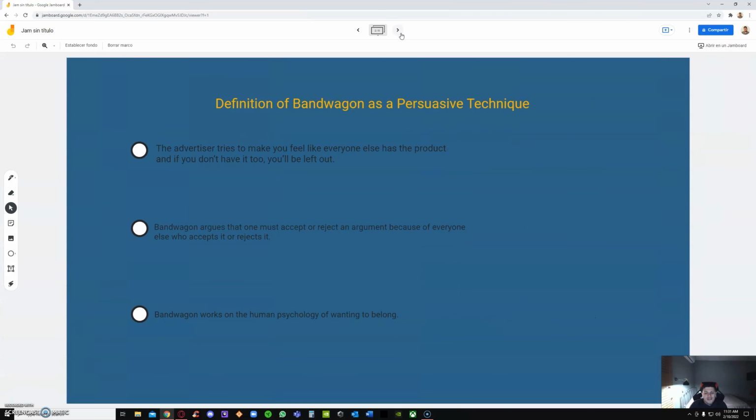The bandwagon technique suggests that just because a large majority of people agree on something, you should agree too. This technique encourages the listener to think that because everyone else does something, you should too, or you will be left out. Everyone wants to be a part of the crowd, and no one wants to be left behind. That's the thinking, anyways, with the bandwagon approach to persuasion. Bandwagon works on the human psychology of wanting to belong.